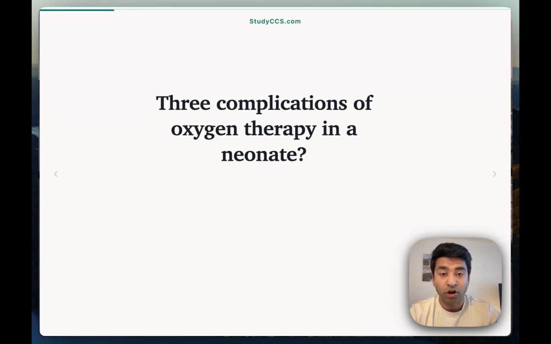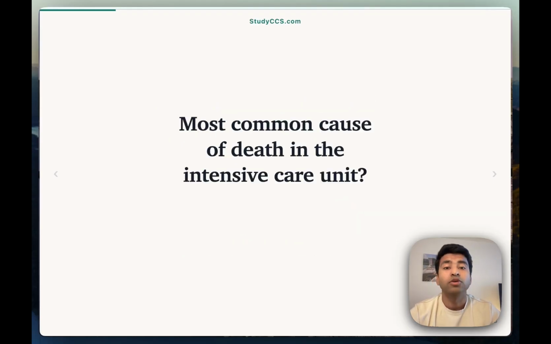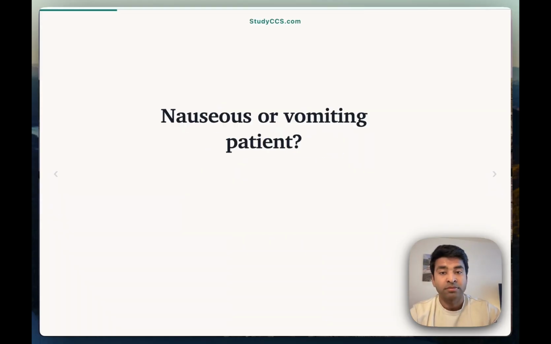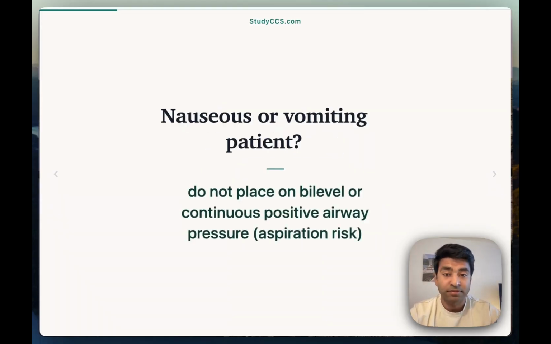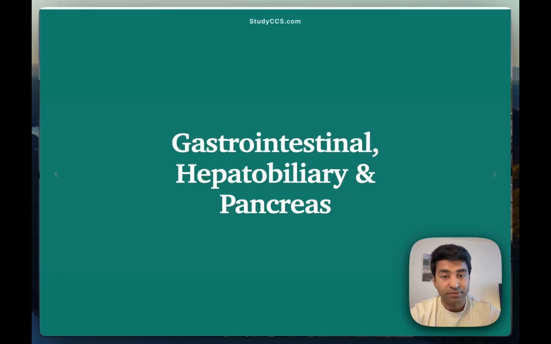Three complications of oxygen therapy in a neonate: bronchopulmonary dysplasia, retinopathy of prematurity, and intraventricular hemorrhage. Most common cause of death in the ICU: septic shock. Nausea or vomiting: do not place them on a bi-level or continuous positive pressure just because of aspiration risk. Most common complication of tetanus: pneumonia and cardiac arrest.